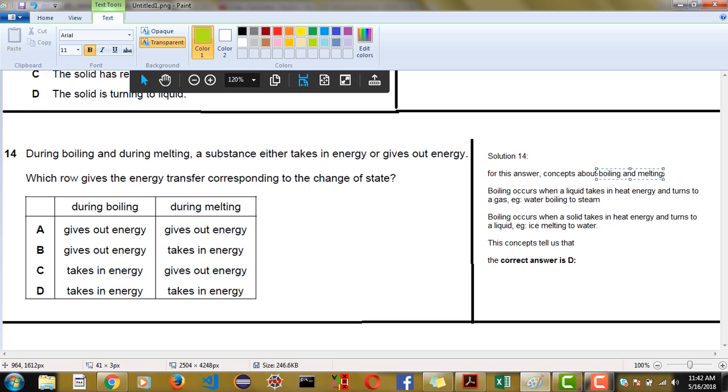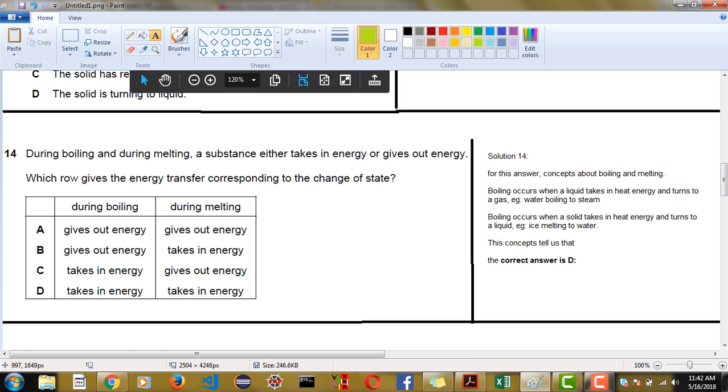Now we also need to know what melting is. Melting occurs when a solid takes in heat energy and turns to a liquid. Example: ice melting to water. So from this concept we can tell that during boiling energy is taken in, and during melting energy is taken in. So the correct answer will be D.